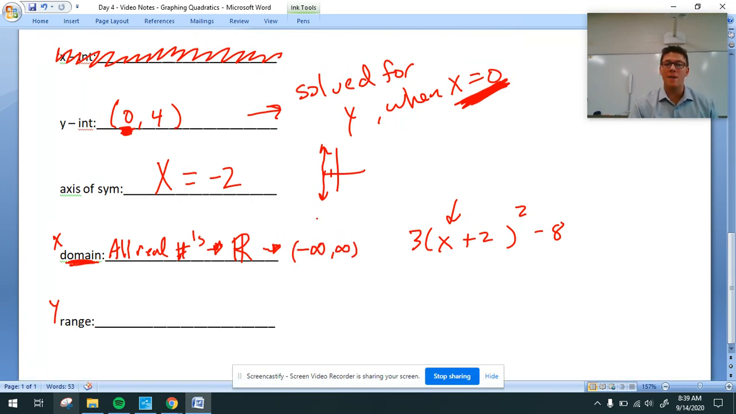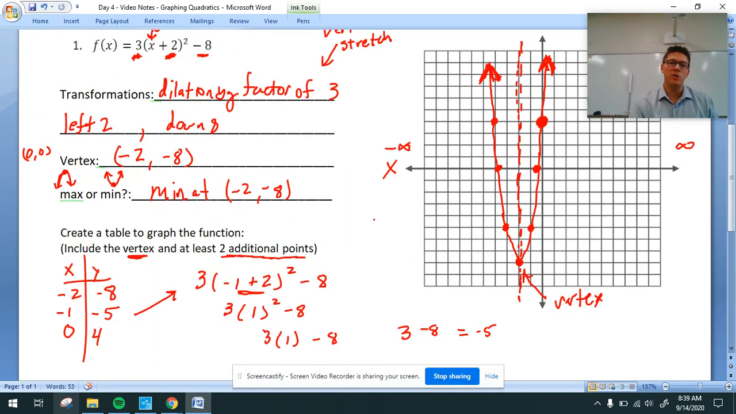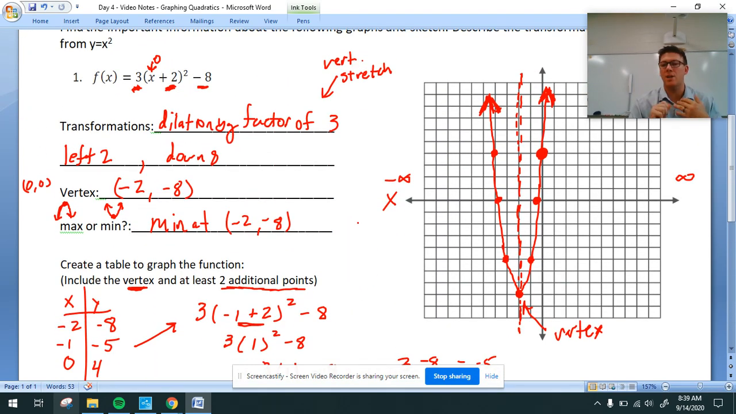Now the range are the y values. When we think about y values, we think about what are the numbers we could actually get back. So now we don't want to think about this side to side, we want to think about this vertically. What are all the y values that are graphed? Well, here's a y value of 4. Here's a y value of 0. Here's a y value of -5. Here's a y value of -8. But then notice what happens: it shoots back up again. So when I look at my graph, there is never going to be a value graphed below -8.